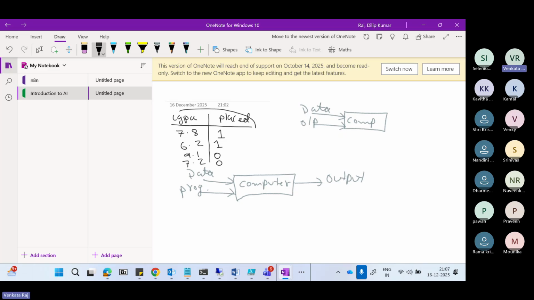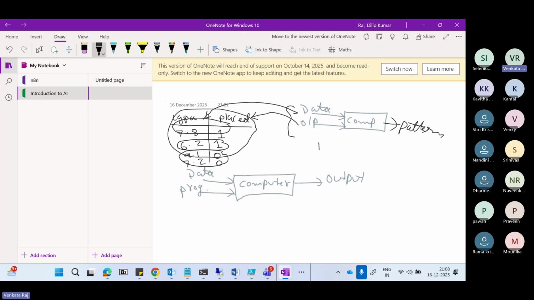So this is a complete data set which we will feed to the computer, that is, the machine learning algorithm. The data is the input, the CGPA, and the output is whether that person is placed or not. The machine learning algorithm will try to find a relation between this input and the output, and then it will try to generate a pattern between the input and the output.